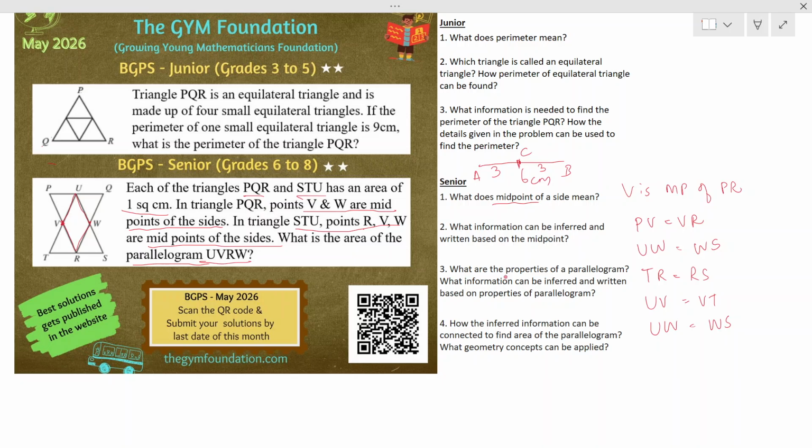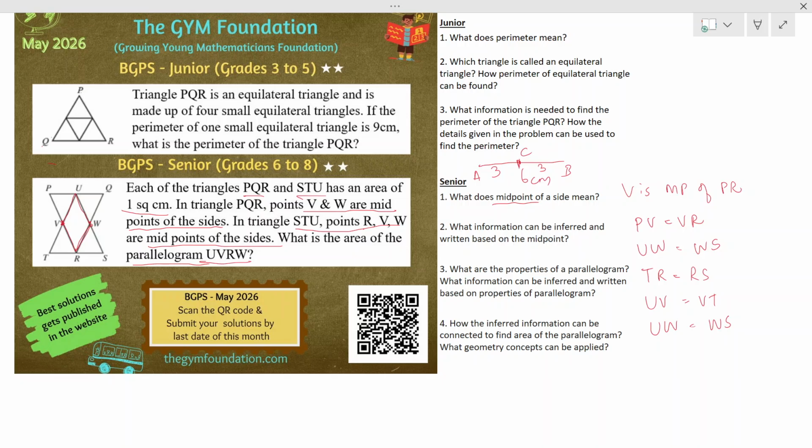So then, what we need to find is the parallelogram's area, and you might know the area of a parallelogram. To find it, you may need the height and the base, but in this case we might not know the height, and also we might not know the base.